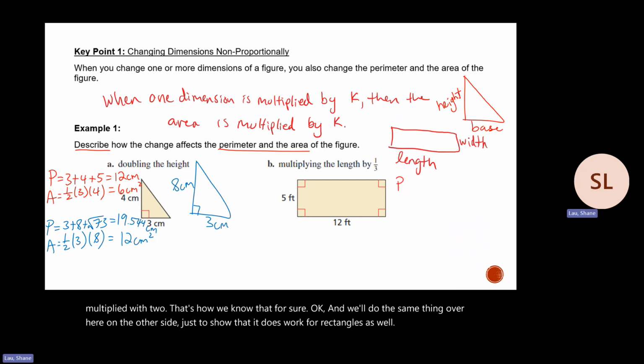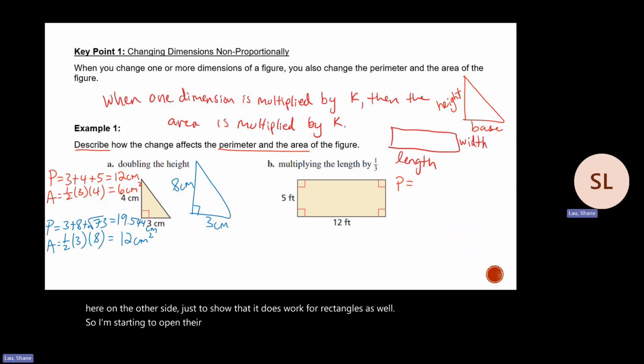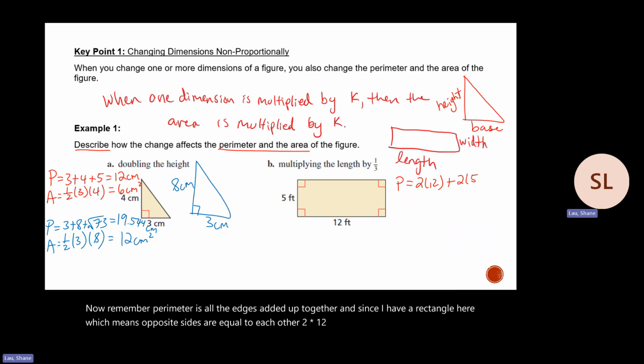So we'll start off with our perimeter. Now remember, perimeter is all the edges added up together. And since I have a rectangle here, which means opposite sides are equal to each other, 2 times 12 plus 2 times 5 is going to give me the value that I'm looking for. I get 24 plus 10. It's going to give me 34 feet.